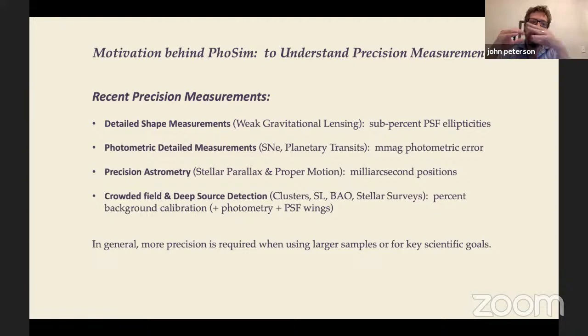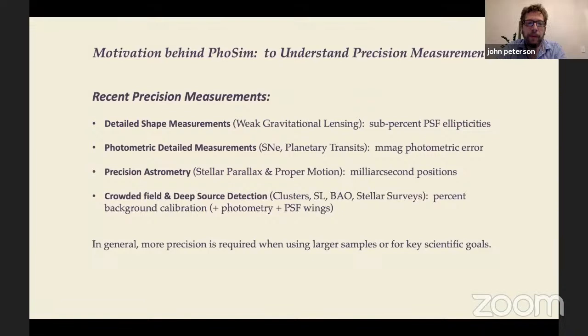So I've separated some ways of thinking about precision measurements into four categories. So for instance, weak gravitational lensing measurements require detailed shape measurements of all the galaxies. Typically, they require you to calibrate the shapes of galaxies to fractions of a percent and therefore know this point spread function, the size, and most importantly, the shape and how elliptical it is. Second category could be measurements that require detailed photometry, for instance, supernova studies. Planetary transits are often trying to get to millimag photometric levels and therefore calibrate the measurements very well.